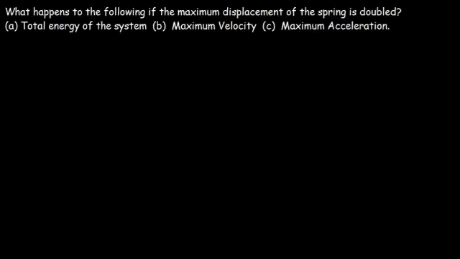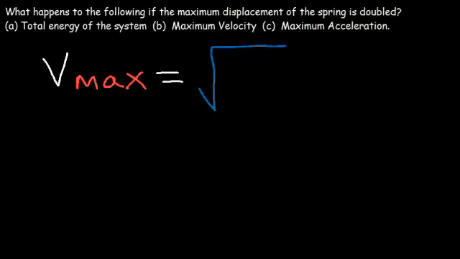Now what about part B, the maximum velocity? What equation can we write that relates maximum velocity to the maximum displacement? Now we came up with the equation earlier. We said that the maximum velocity is equal to the square root of k divided by m, where k is the spring constant, times the maximum displacement. So notice that it's raised to the first power.